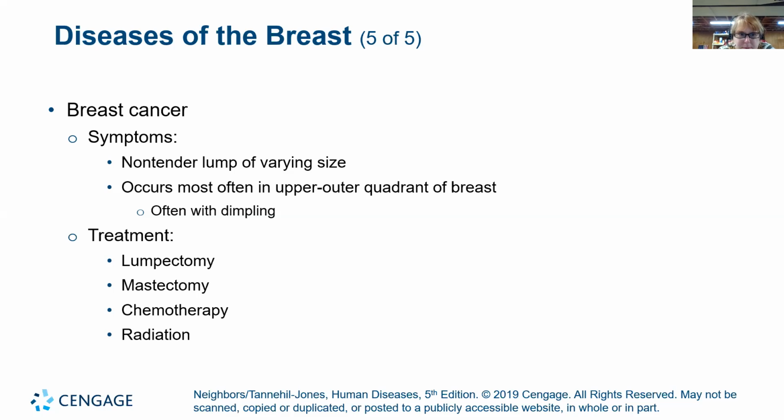Treatment of breast cancer. None of these are exactly great, but if you have to have it done, a lumpectomy means they just remove the cancerous lump. That means it hasn't spread to your lymph nodes or anywhere else in the breast, okay? A mastectomy is complete removal of a breast and the surrounding lymph nodes, okay? Both of these are often followed up with chemotherapy and radiation.